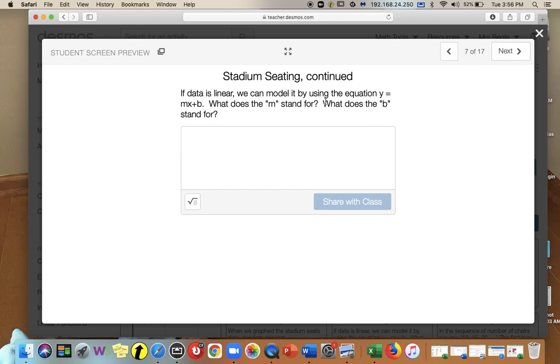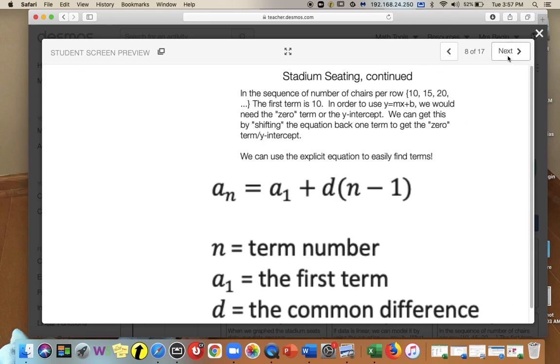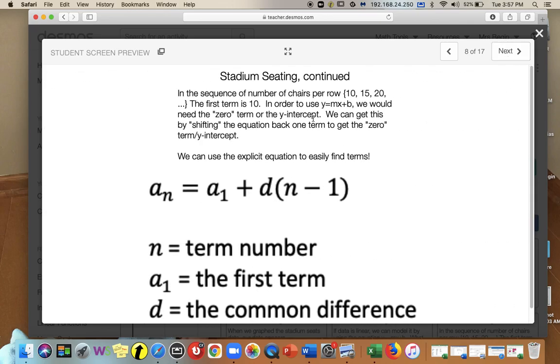What does the m stand for? And m is next to the x, m is the slope. What does the b stand for? And that stands for the y-intercept. So we could use y equals mx plus b to write this thing called the explicit formula, which means in the explicit formula, if I give you the row number, you should be able to plug it in and tell me how many seats are in that row. It doesn't depend on the row before it.